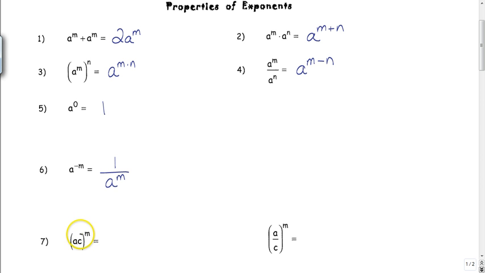It's kind of like distributing an exponent to terms inside parentheses as long as it's not adding or subtracting. So a times c raised to the m can be a to the m times c to the m. And same with division. Division is allowed as well. This can be written as a to the m over c to the m. Now again, when you are adding or subtracting, do not confuse these rules.